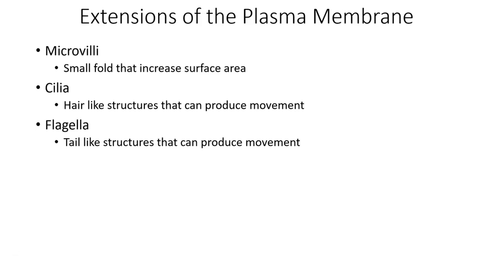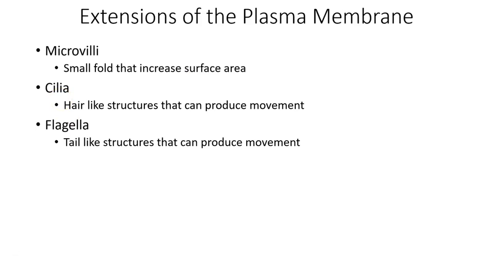Plasma membrane also has some other extensions or structures. So first up, there are microvilli. These are very, very small folds in the membrane that are going to increase the surface area. We talked a little bit about these last week when I was discussing structure and function of the small intestine. So we do have microvilli on our small intestine to help increase that surface area so that we can absorb more nutrients.